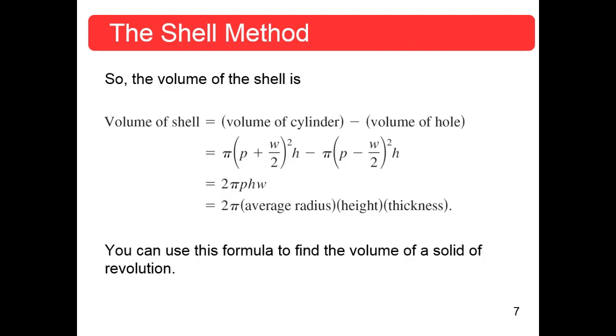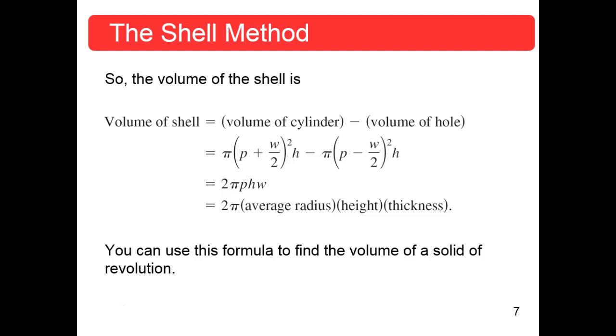which is a PW minus a minus PW, which is another PW, so that's 2PW. So it's 2 pi PWH. I don't know why they rearrange the order so much, but it works. Which then leads to 2 pi, that's why they brought that out, times the average radius, that's the P, times the height, times the thickness.